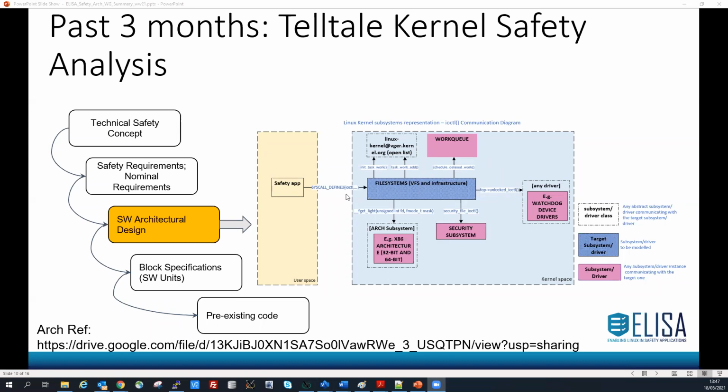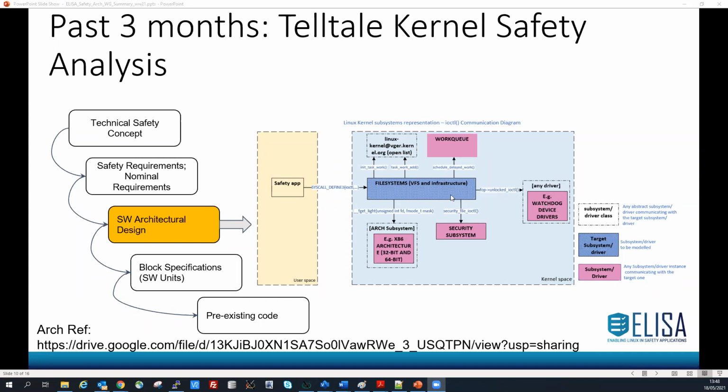You can see that here we have the ioctl syscall input, and you can see these are all the functions that are invoked to communicate with other subsystems in the context of the ioctl scenario. And finally, this is the unlocked ioctl that is invoked to set the timeout for the watchdog. And this is a communication diagram.